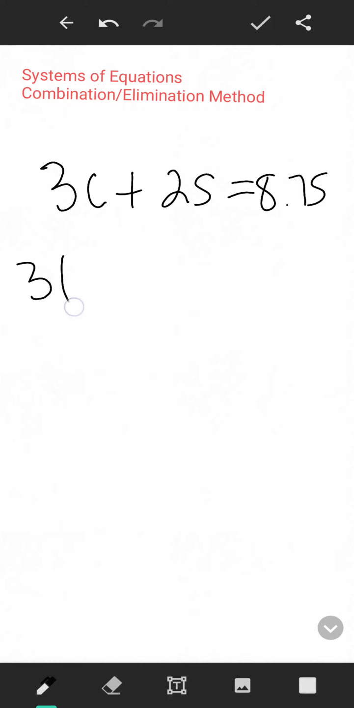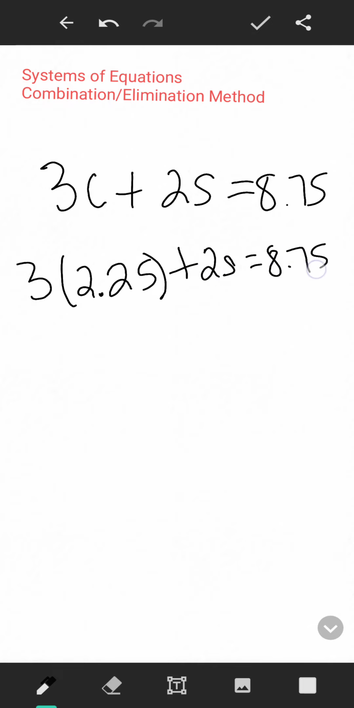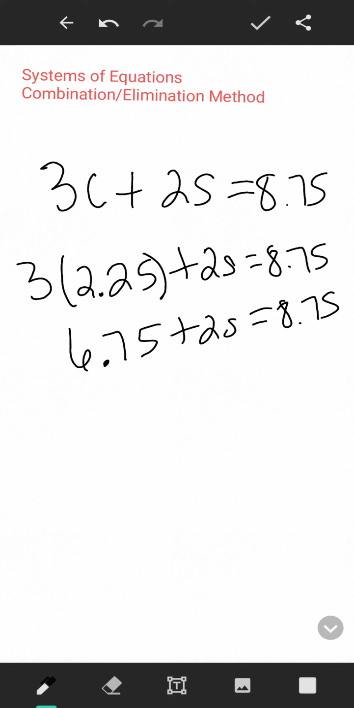So I have 3 times 225 plus 2S is equal to 875. And this will be 675 plus 2S is equal to 875. Subtract 675 from both sides.